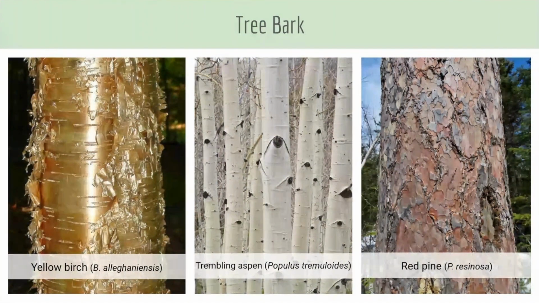Also keep in mind that the bark of a tree can look very different depending on the age. So a sapling might have very smooth bark when it's young, but once it starts to mature, it can develop very deep furrows or ridges.